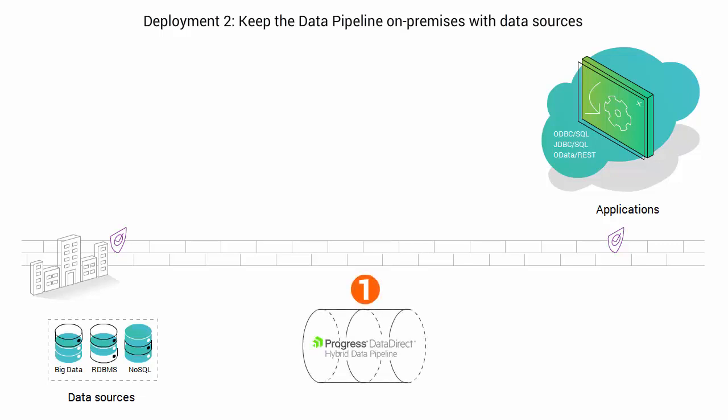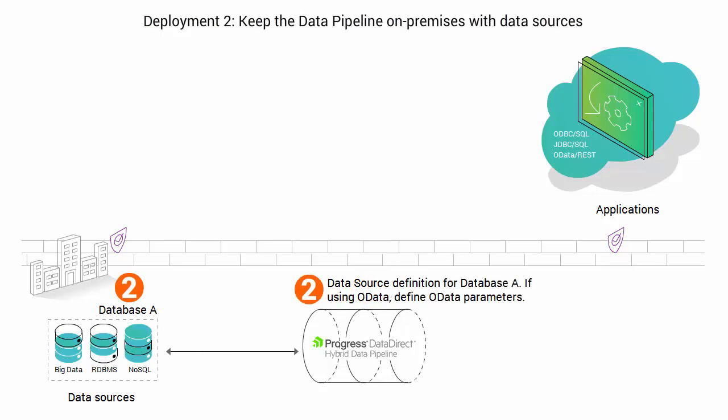First, install the data pipeline behind your firewall. When the installer prompts you for an SSL certificate, you can browse to your own SSL certificate or opt to use the self-signed trust store temporarily. Several configuration and certificate files are created, and you'll need them later when you install other data pipeline components. Create a data source definition for your database. If you want to use OData, define the OData parameters in the data source definition.